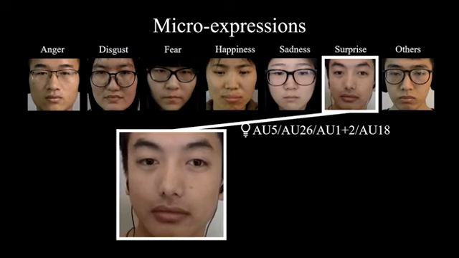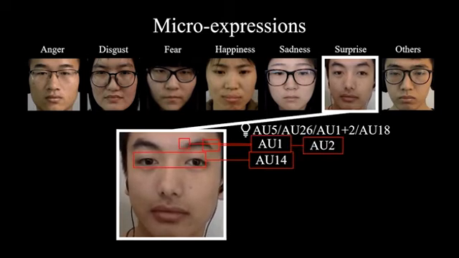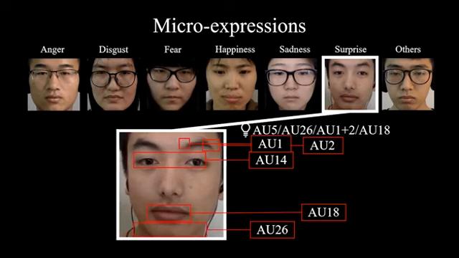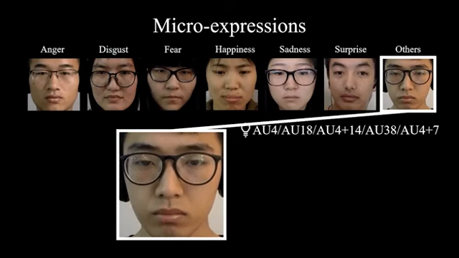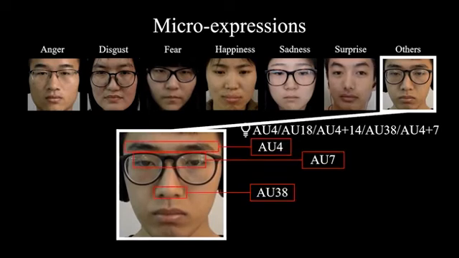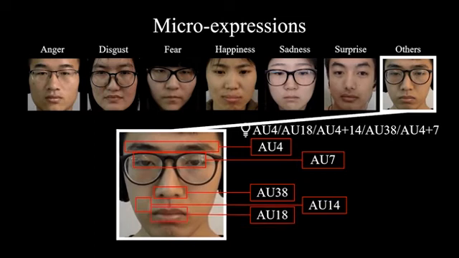The motions of the surprise example are the combinations of inner brow raising, outer brow raising, upper eyelid raising, lip pucking, and jaw dropping. Lastly, the others category contains samples with motion combinations of brow lowering, eyelid tightening, nostril dilating, dimpling, and lip pucking.